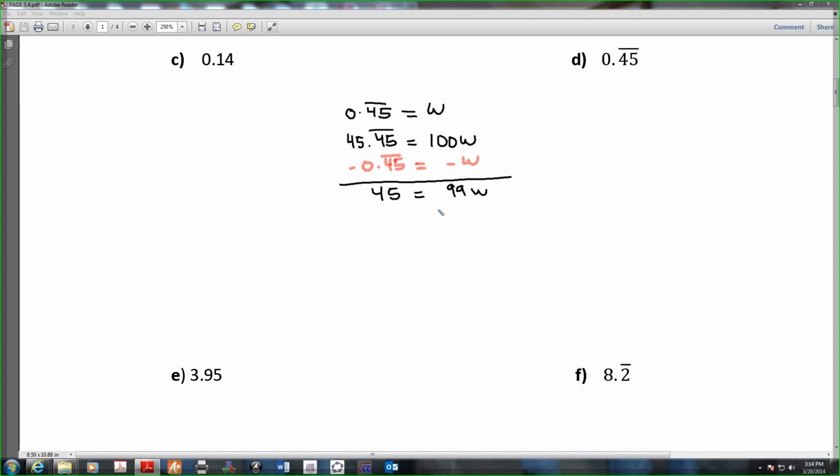Now all I do is solve for W. When I solve for W, I get that 45 over 99 is W. And what is W? W is exactly that decimal, which is now in fraction form. So 0.45 repeated is nothing more than 45 over 99.